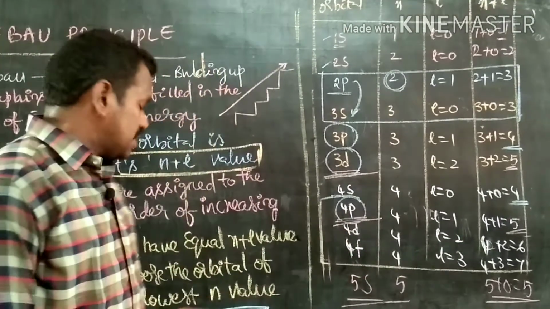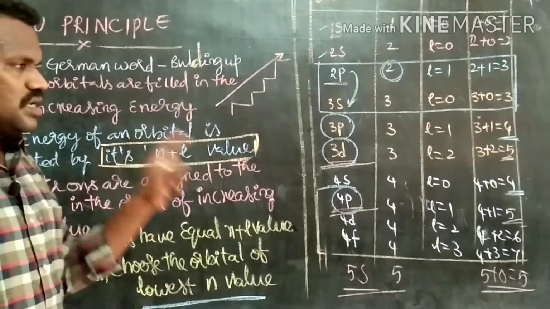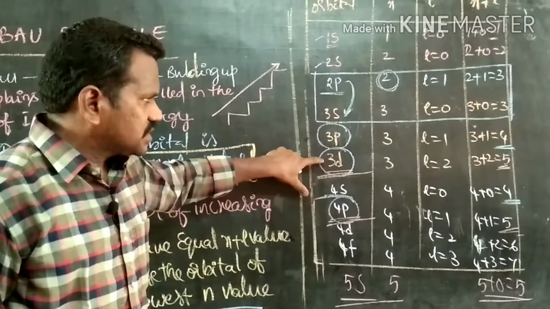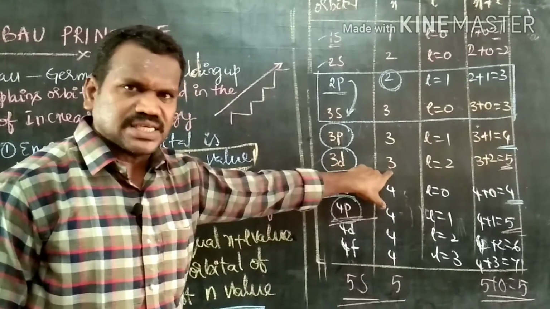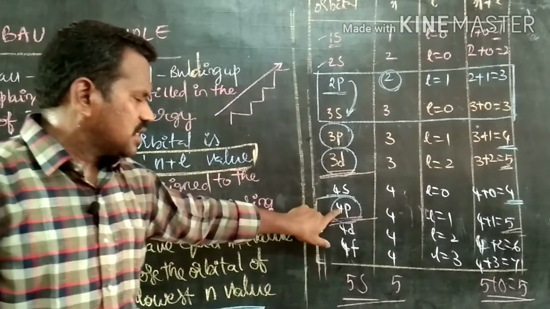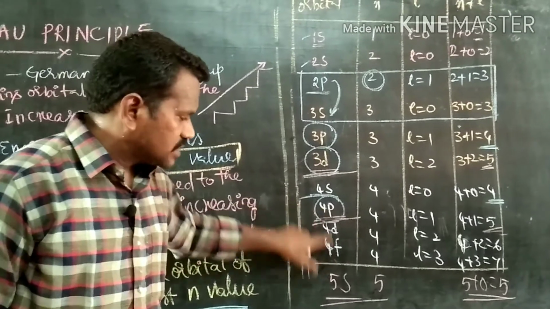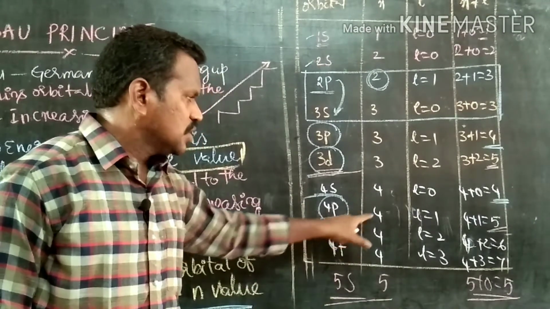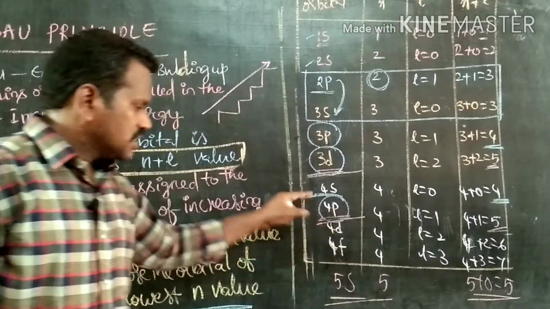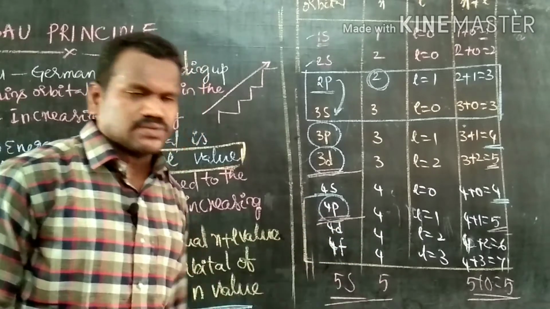Then, as per statement 3, the electron should enter 3d first. Why? Because it has the lowest n value. Then the electron enters 4p, because compared to 5s, its lowest n value is 4. Then it enters 5s, that is 5.